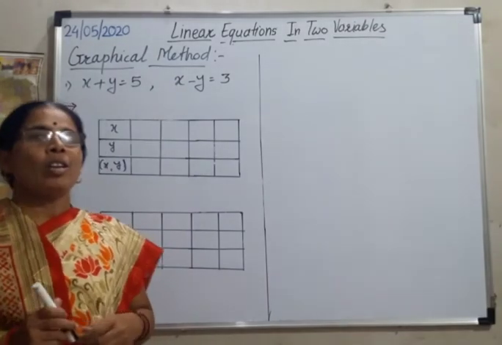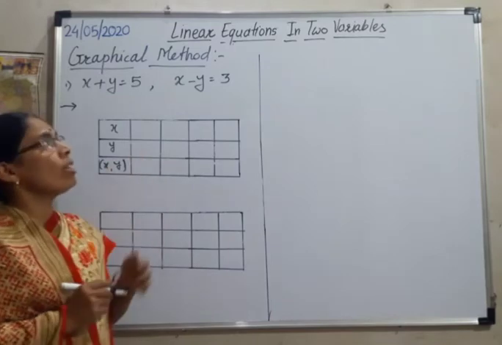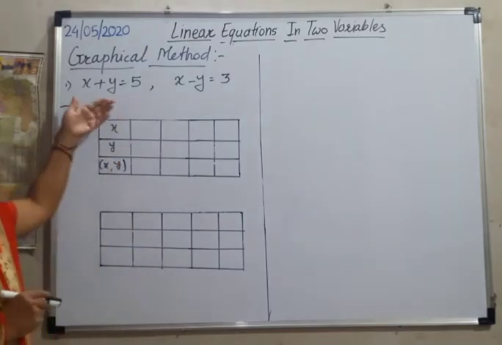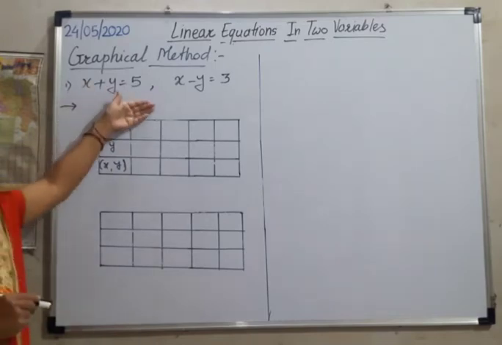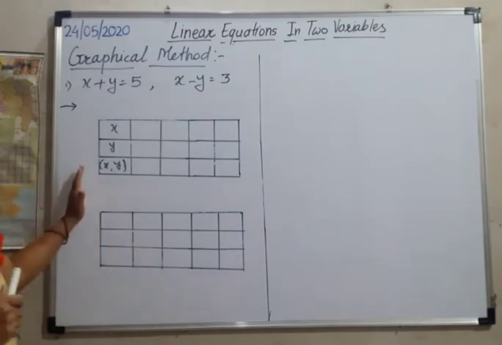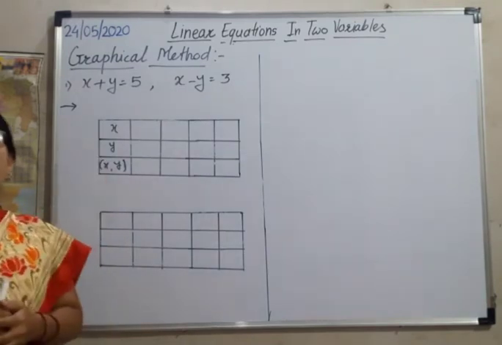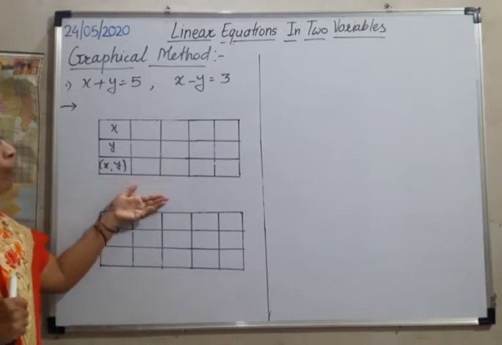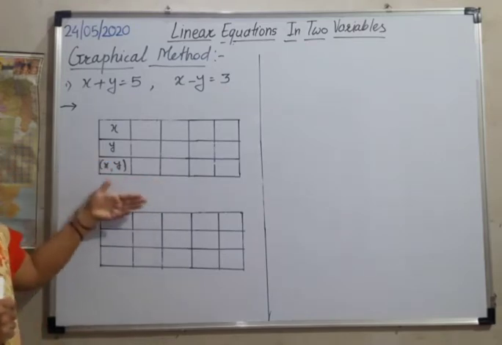Hello students, today we are going to learn how to solve linear equations by the graphical method. Here two equations are given: x plus y is equal to 5 and x minus y is equal to 3. We have to find the solution of these equations by the graphical method. For that we have to find four ordered pairs of coordinates or points.